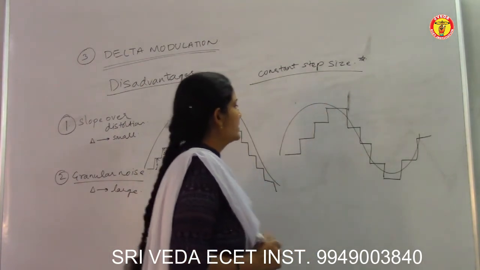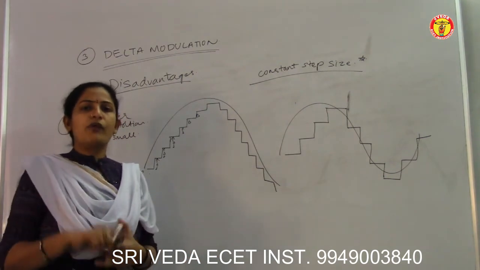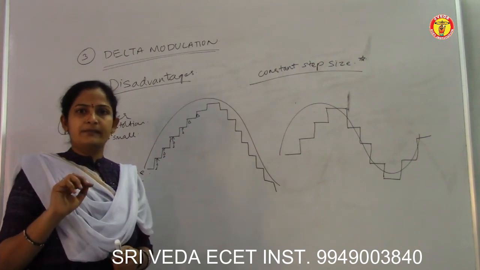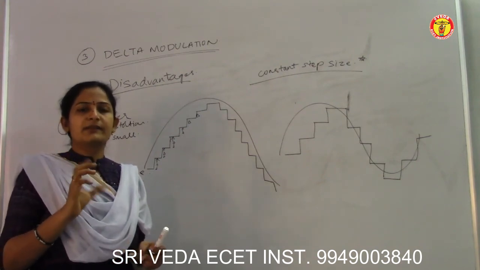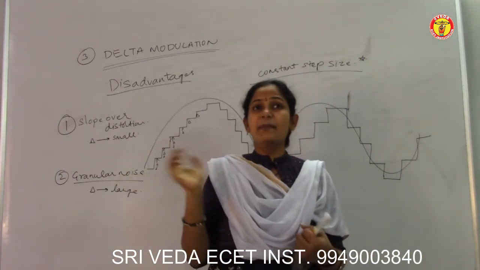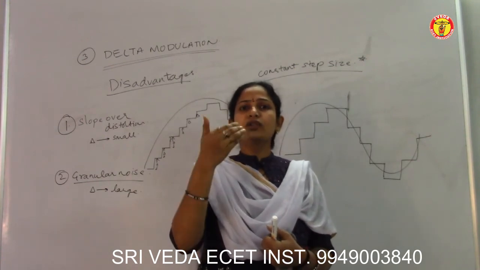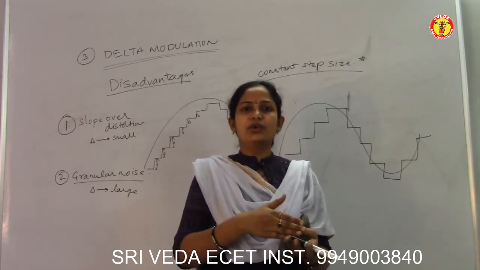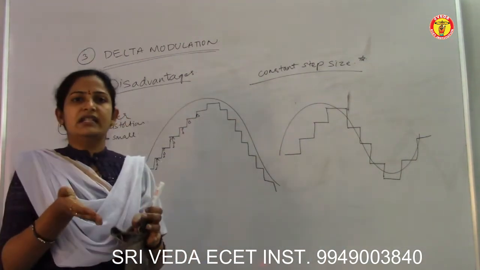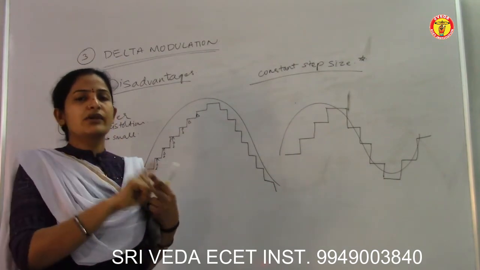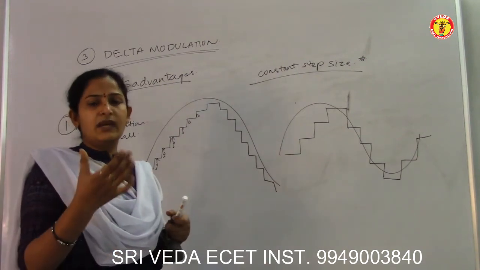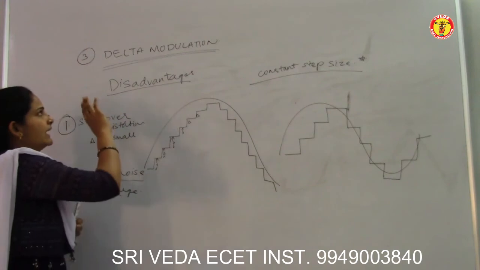So because of both the noises, that is slope over distortion and granular noise, there exist lots and lots of errors, due to which the performance of the system is reduced. These are the disadvantages of using delta modulation. Even though there are fast, rapid changes in amplitude, my step size is fixed, so it is not following the input message signal. This is a disadvantage. First one is granular noise, then slope over distortion. So this is about delta modulation.